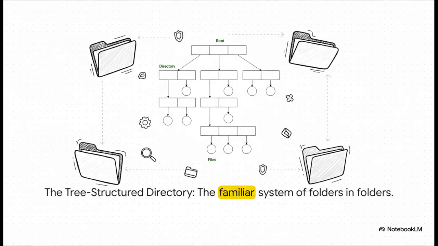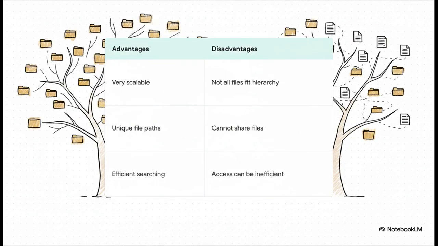And that brings us to the system that we all know and use every single day, the tree-structured directory. This is the one that lets directories contain other directories, creating that nested folders inside folders hierarchy that we're all so familiar with. Now, the tree structure is amazing. It's incredibly organized, it's scalable, and every single file has a completely unique path, like its own address.